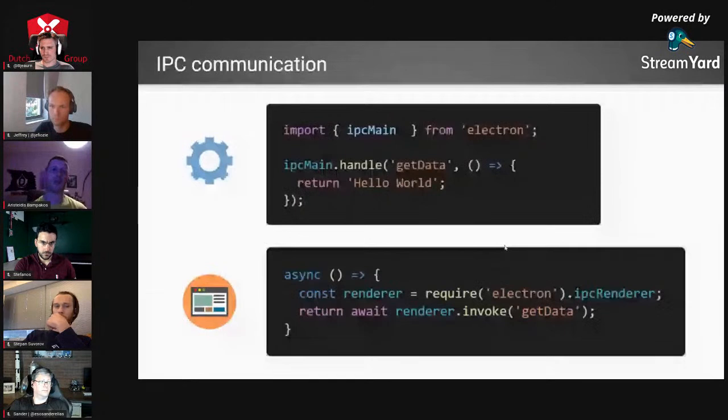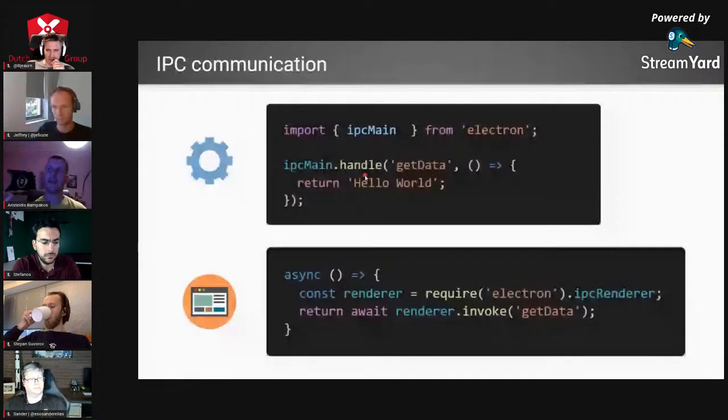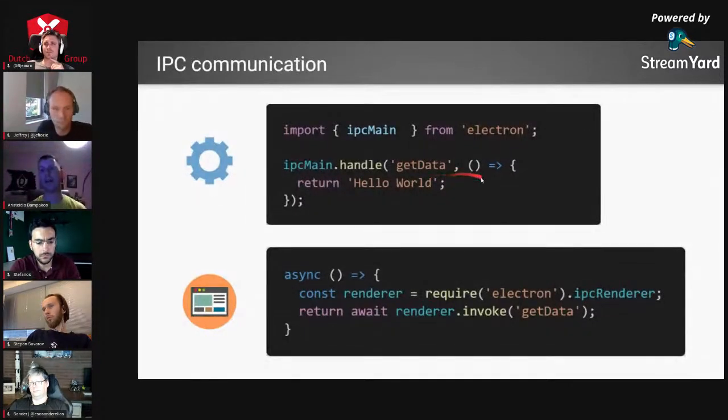Okay, so in the main process, there is an object called ipcMain, which we can import from Electron. The ipcMain has a method, handle, that functions a bit like adding an event handler. So you can add an event handler and pass it a name to identify this event, for example, get data, and then an arrow function that will be executed when someone calls this get data event.